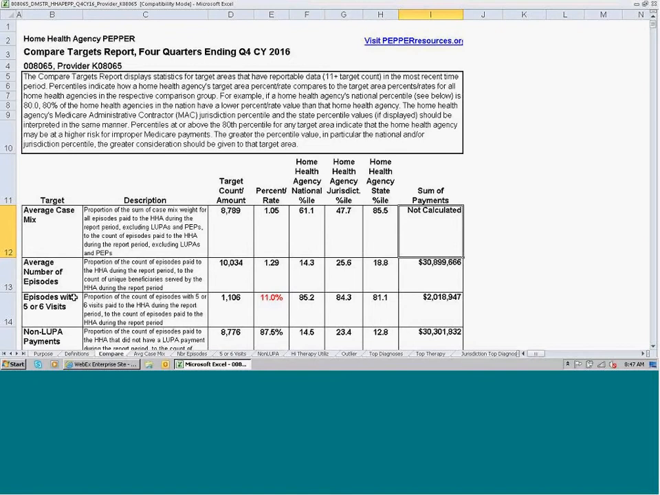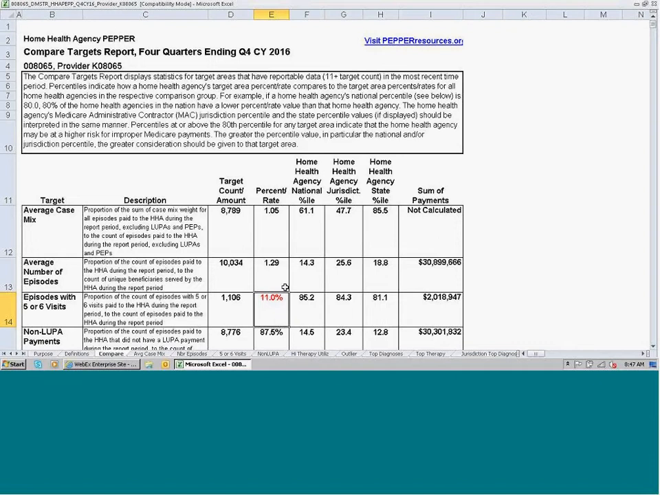So let's take a look at a target area that's calculated and reported as a percent. So episodes with 5 or 6 visits. Here we're looking at the proportion of episodes that have 5 or 6 visits as compared to all episodes. We see our numerator value here. Our target area percent is 11.0.